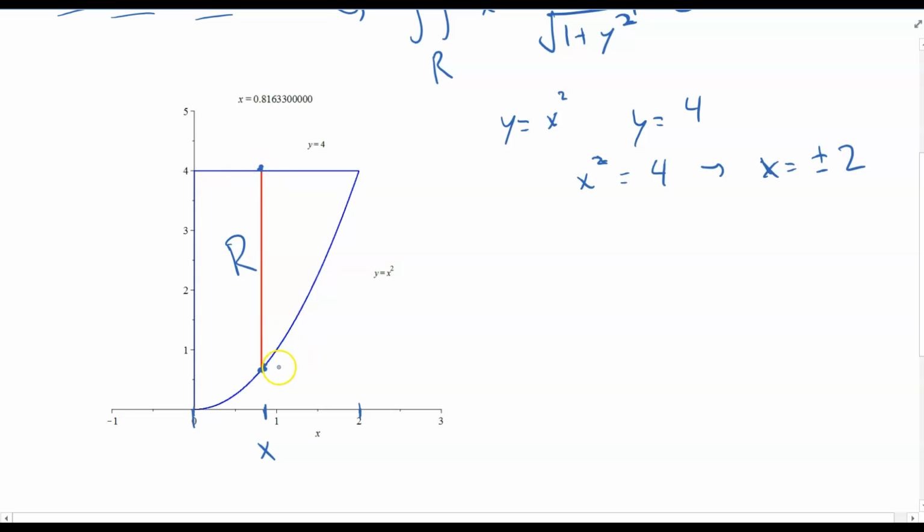Okay, and the bottom is given by the curve y equals x squared. The top is given by the height y equals 4. All right, so what does this iterated integral look like then? We're going to let x vary from 0 to 2.